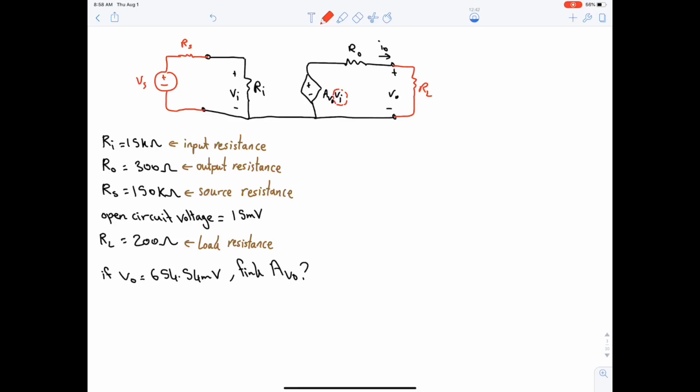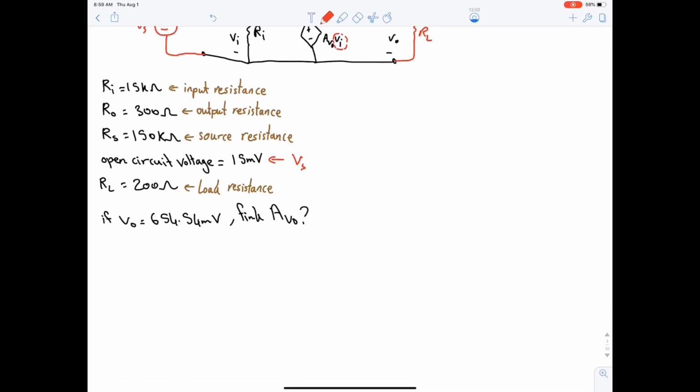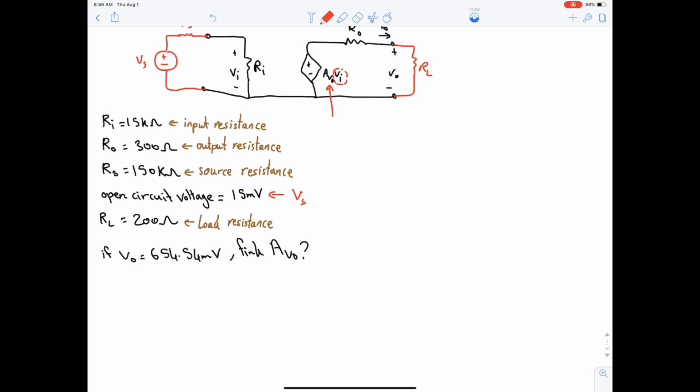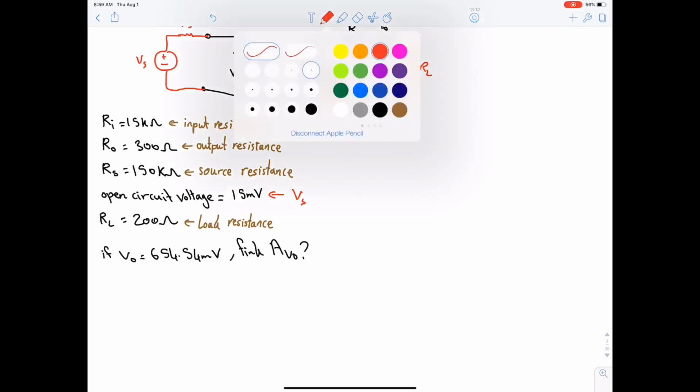Okay, so we are given these values: RI, RO, RS, open circuit voltage, which just means VS, RL, and it says if the output is 654.54 milli, find AV naught. Where's AV naught? AV naught is here. So first of all, we said we always start from V output. So you need the connection now between V output and AV naught. What can we do? It's obvious, voltage division.